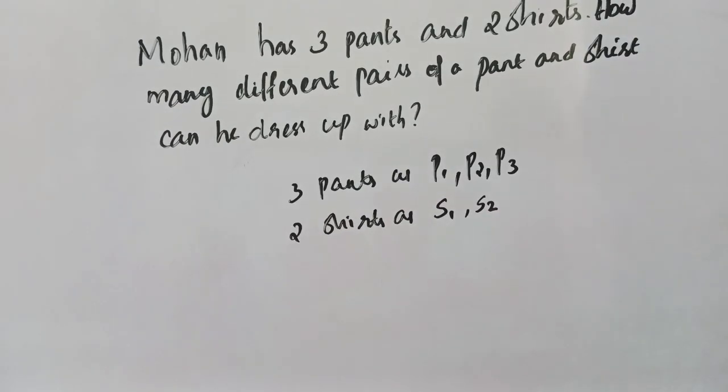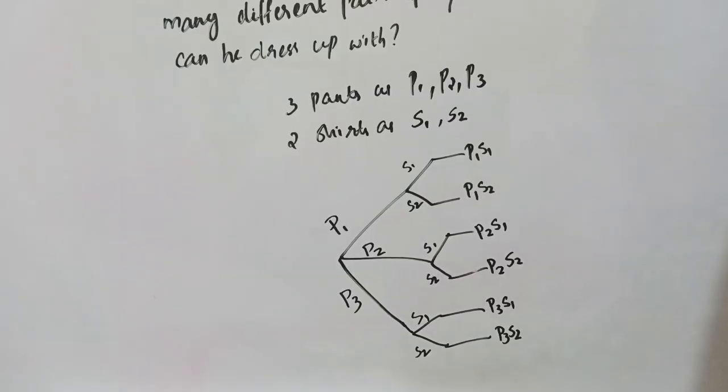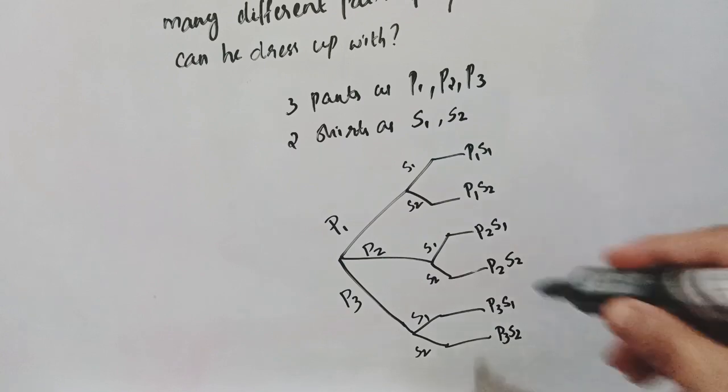Then these 6 possibilities can be illustrated as follows. Here we will get 6 possibilities of pairing the dress. That is, we have 3 pants and 2 shirts, so 3 into 2 equal to 6. We have 6 possibilities for pairing a dress. We can illustrate it as shown in the figure.